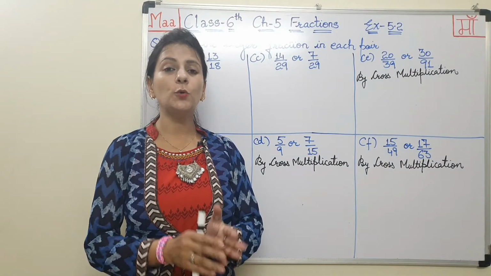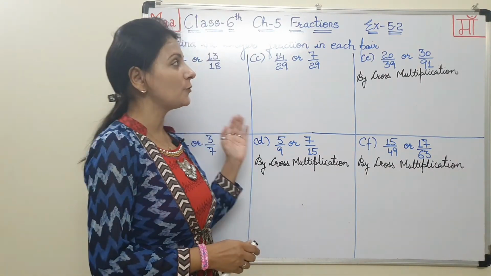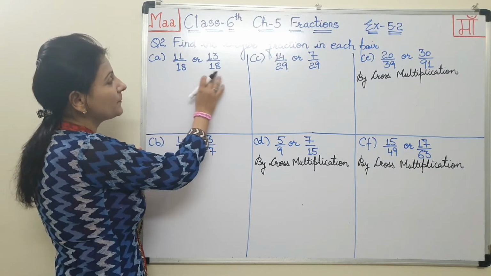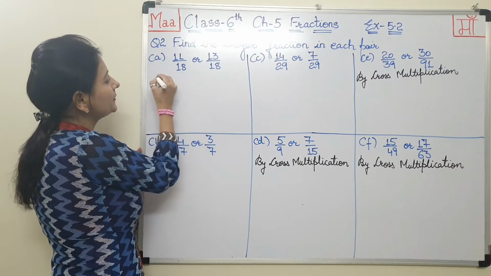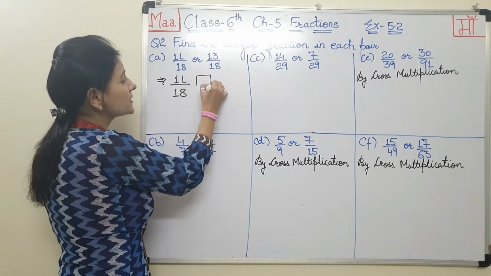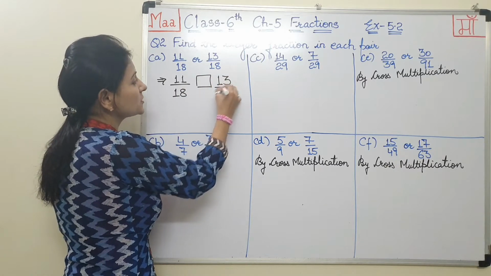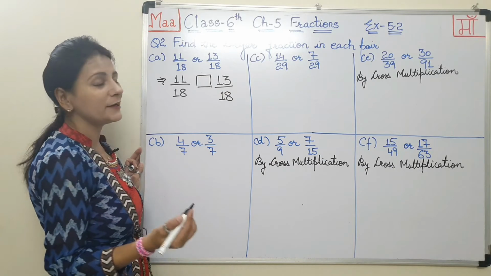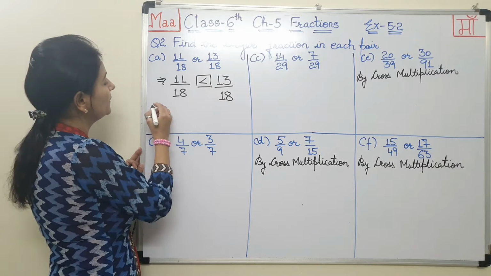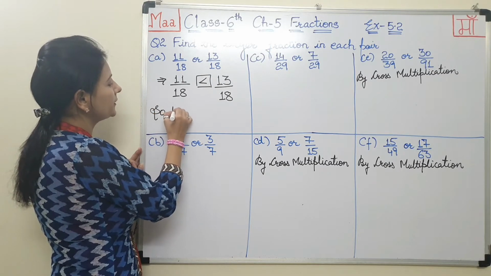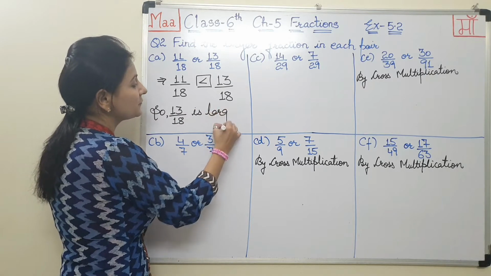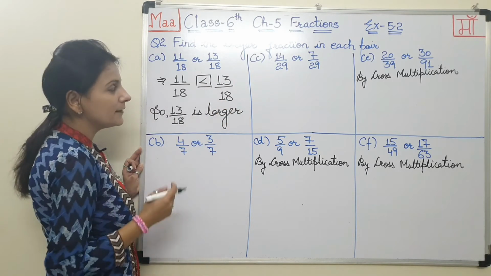Yes students, question number 2 is to find the larger fraction from the given pair. So here again, if the denominators are same, so in A part you can see that 11 upon 18 and 13 upon 18, these two fractions are there. That means the denominators are same here, and I told you in the previous question, if the denominators are same, then to compare it is very easy. So now from 11 and 13 the greater one is 13. So which fraction is greater here? Here 13 upon 18 is larger. Larger fraction is asked, so this one will be larger.